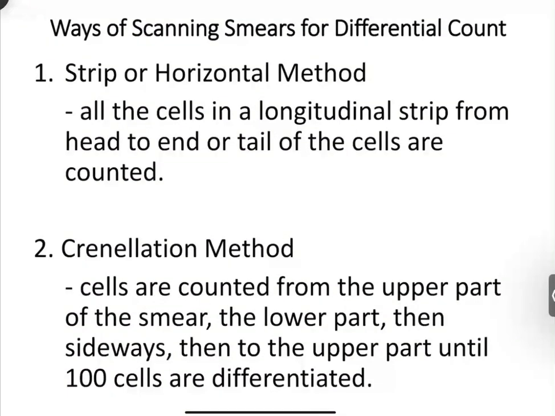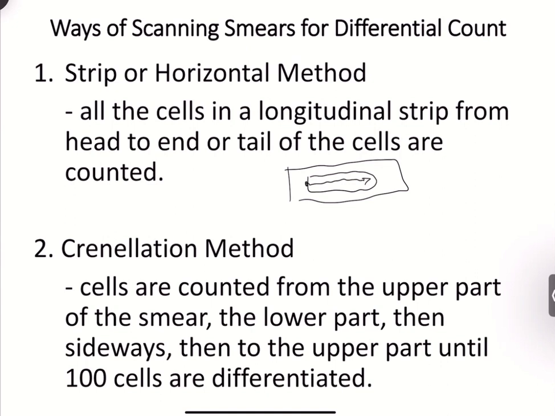Okay, we have different ways of scanning your differential count. We have the strip or horizontal method. All the cells in a longitudinal strip from head to end of the tails are counted. So from the thick area, if this is your slide, you have this smear. From the thick area, you will count straight longitudinal. That's the strip or horizontal method.